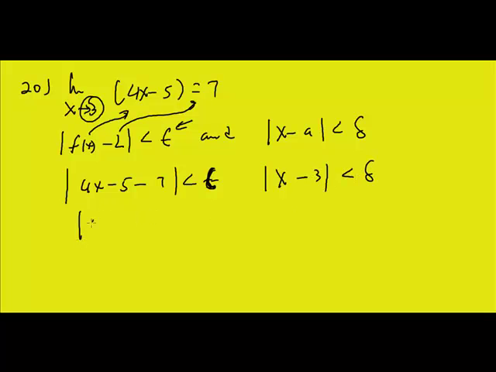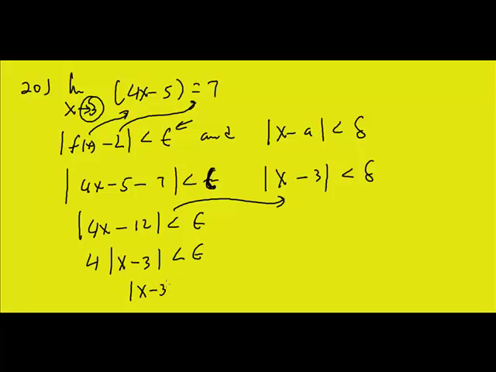Let's clean this up. I have 4x minus 12 is less than epsilon. I'm trying to make this look like that, so I can factor out a 4. That leaves me with x minus 3 inside the absolute value, which is less than epsilon. So when I divide by 4, I get the absolute value of x minus 3 is less than epsilon over 4. Therefore my delta has to equal epsilon over 4.